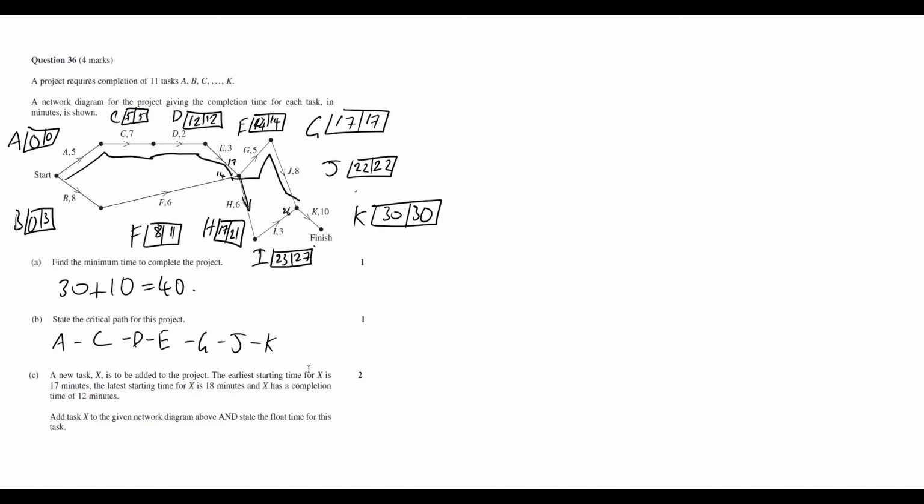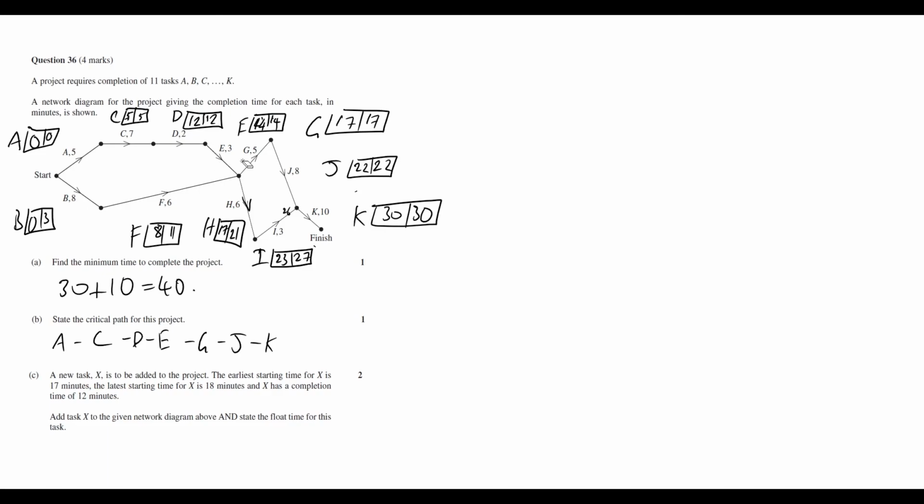So part C, a new task X is to be added to the project. The earliest starting time for X is 17 minutes. The latest starting time for X is 18 minutes. And X has a completion time of 12 minutes. Okay, so we need to add task X to the given network diagram above and state the float time.